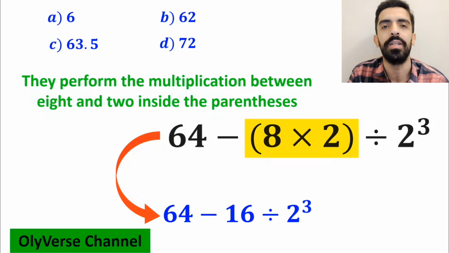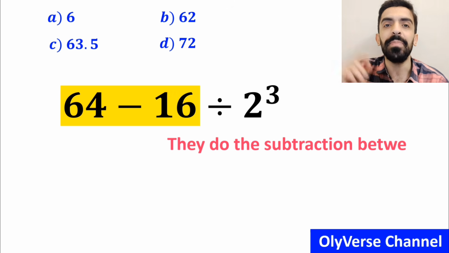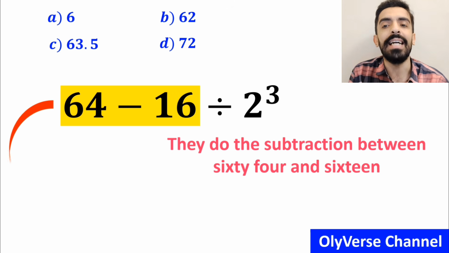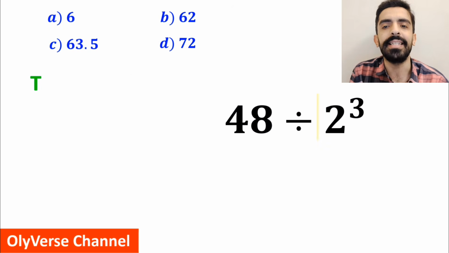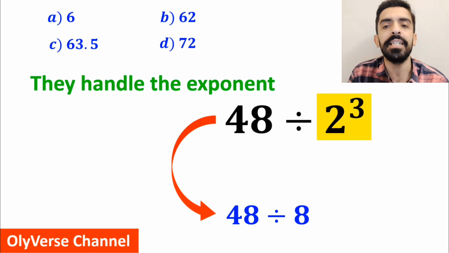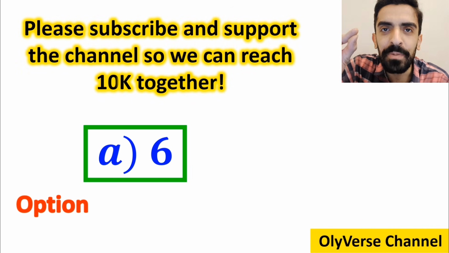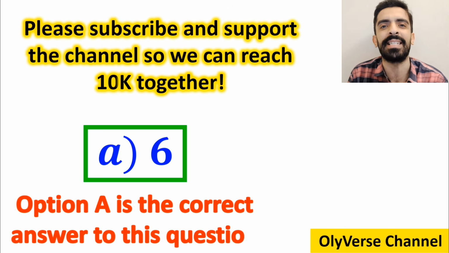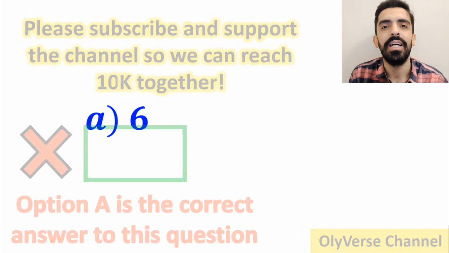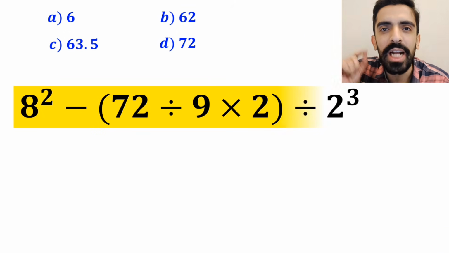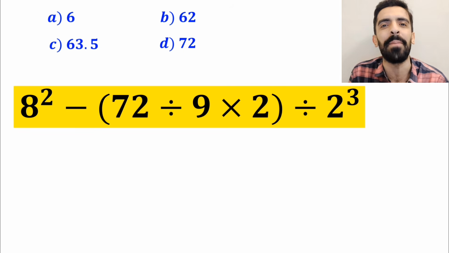Then, they perform the multiplication between 8 and 2 instead of parentheses and write this expression as 64 minus 16 divided by 2 cubed. Next, they do the subtraction between 64 and 16 and simplify this expression to 48 divided by 2 cubed. And the final step, they handle the exponent and write this expression as 48 divided by 8, which ultimately gives them the answer 6. And they conclude that option A is the correct answer to this question. But I have to say, we're tricked and it's not the correct answer to this question. Alright, now let's go step by step together and show you how to solve this expression properly.